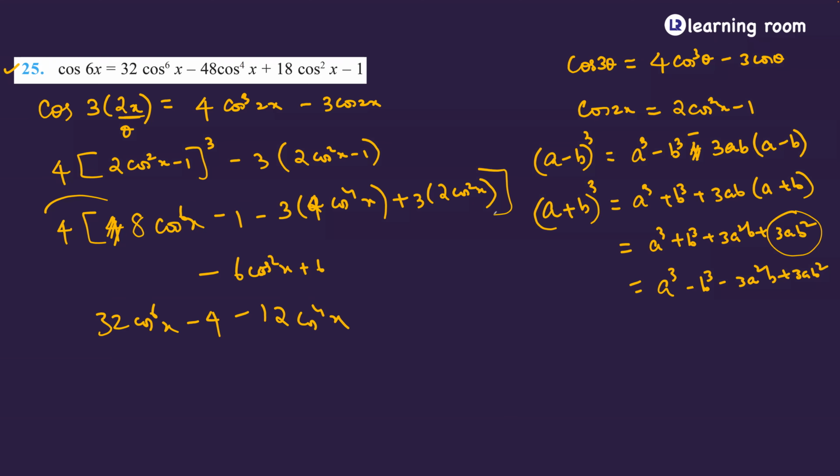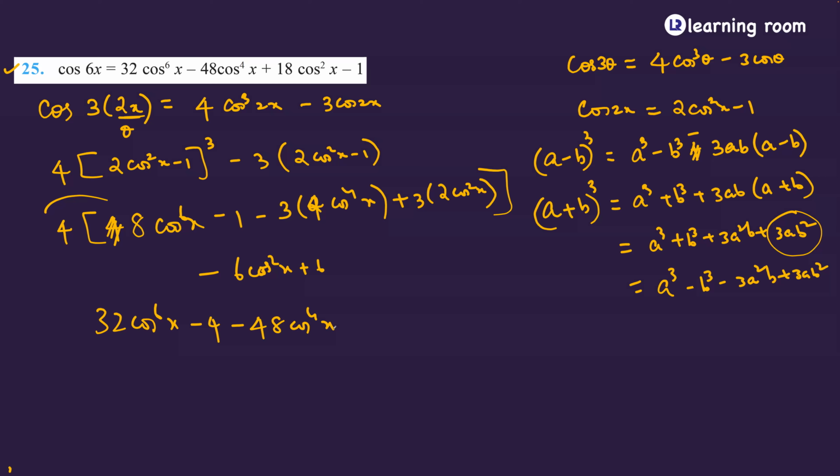Actually, it will not get cancelled because it is not 6 minus 6. There is a 4 outside. So, 4 into 6 is 24. 24 minus 6 is 18. You know, 12 into 4, it should be 48. You want me to do it again? Four into eight, 4 into 1, 12 into 4. Plus or minus? So minus 48 cos power 4x.